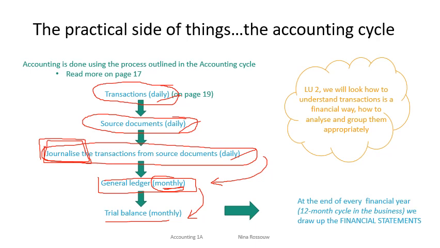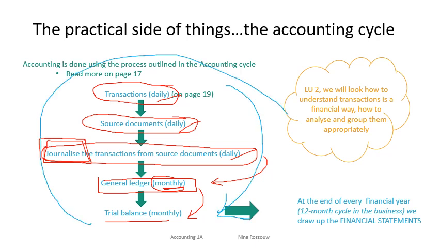Okay, so we have transactions that are captured on source documents. They get drafted into journal entries from source documents. These journal entries get summarized in general ledgers. These general ledgers get summarized into a trial balance. And that's a monthly process. It runs from the beginning to the end, and then it runs the same way every single month. So this is a monthly process.